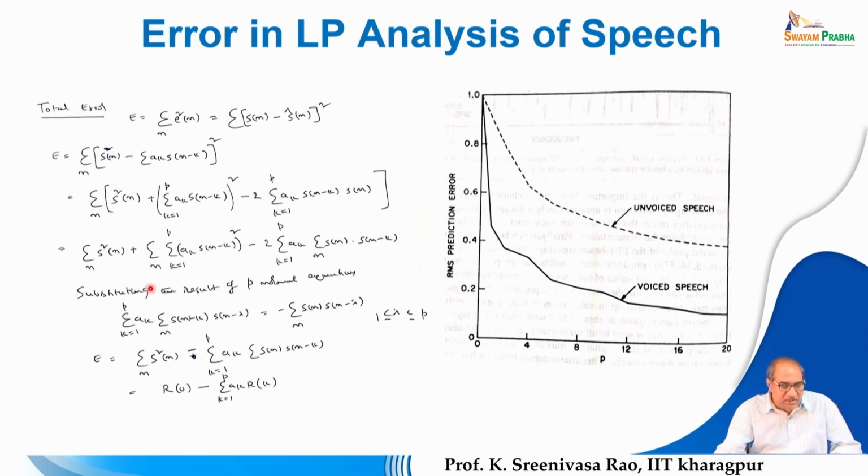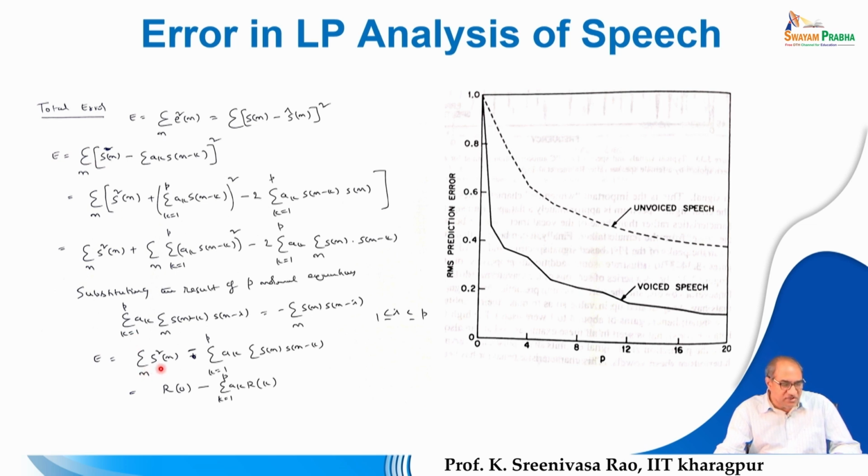And now by substituting this intermediate result in this expression of analysis of error, you can see finally the error E equals the summation over n of S of n square, where n is the number of samples. Suppose, for example, your speech frame is 20 milliseconds and the sampling rate equals 10 kilohertz, then 20 milliseconds is nothing but 200 samples. So this n goes from 1 to 200.